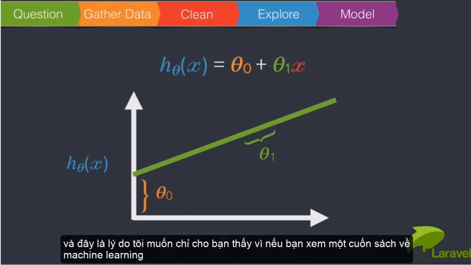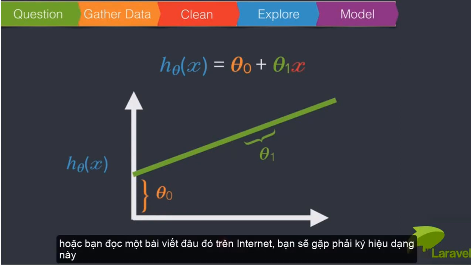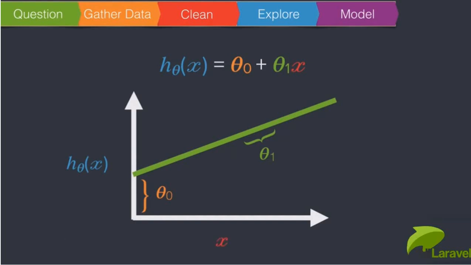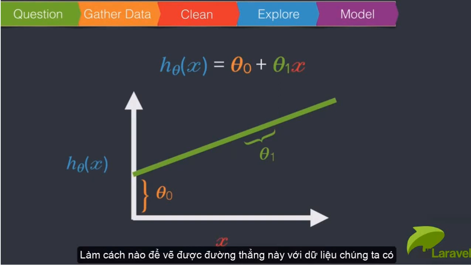And the reason I'm showing you this right here is because if you ever pick up a book on machine learning or you're reading some articles on the internet, you're going to be confronted with notation that's very, very similar to this. But at this point, we still haven't talked about where the line ultimately comes from. How do we know which line to draw?